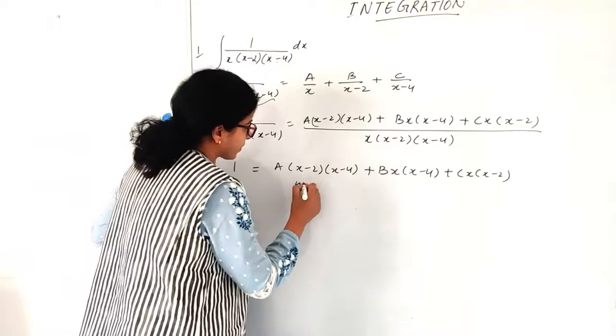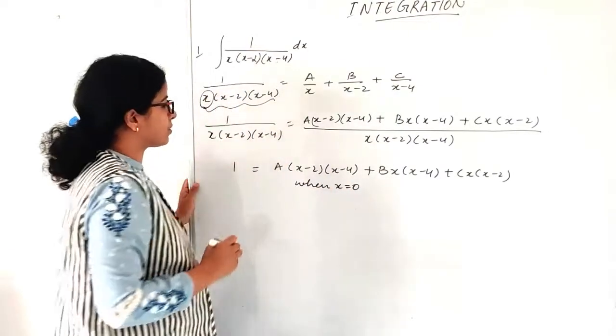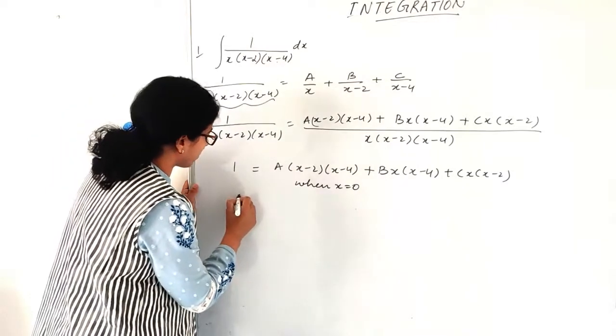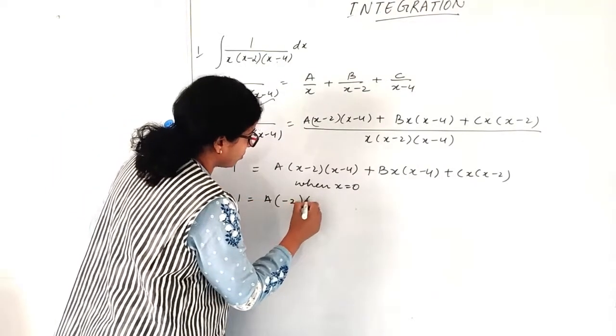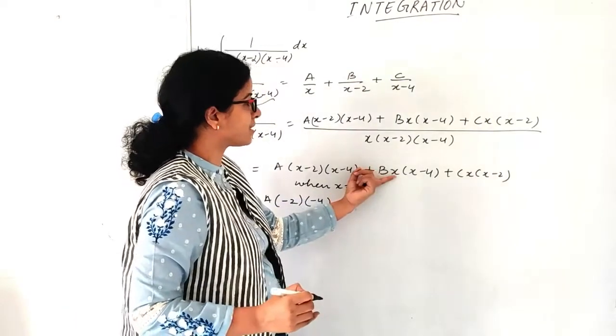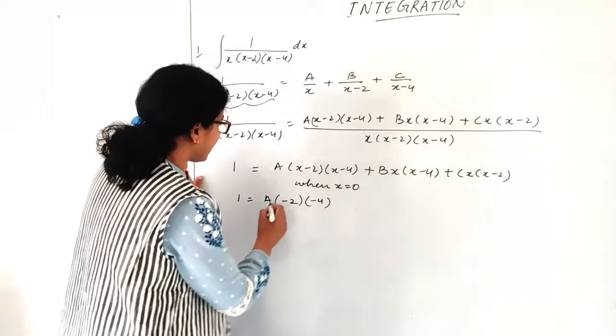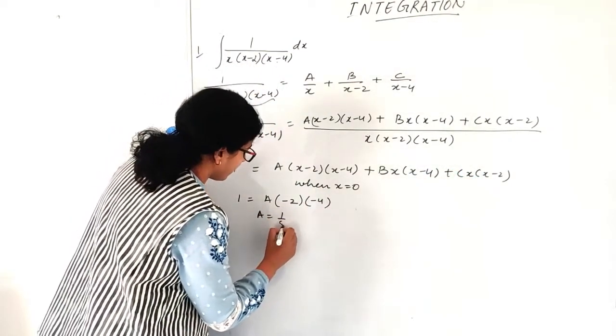So we'll write, when x is equal to 0, because with this I will get x is equal to 0. Right? So substitute x is equal to 0, minus 2, this will become minus 4. I will substitute here, this term will vanish. If I substitute 0 over here, this term will also vanish, right? So I will get the value of a as 1 by 8.